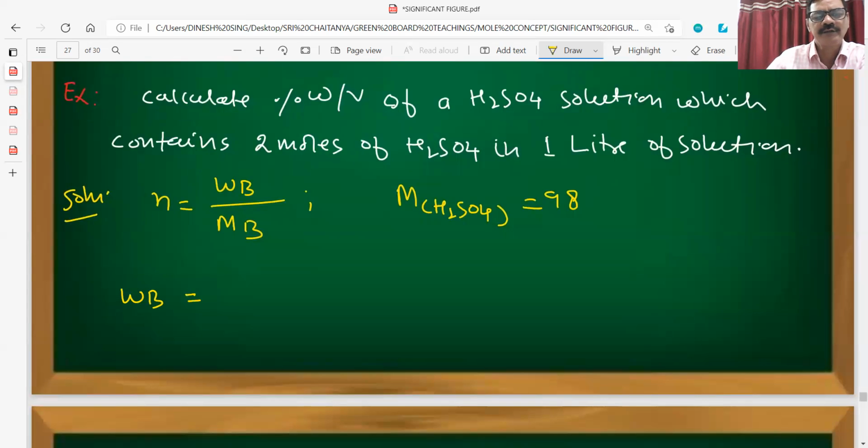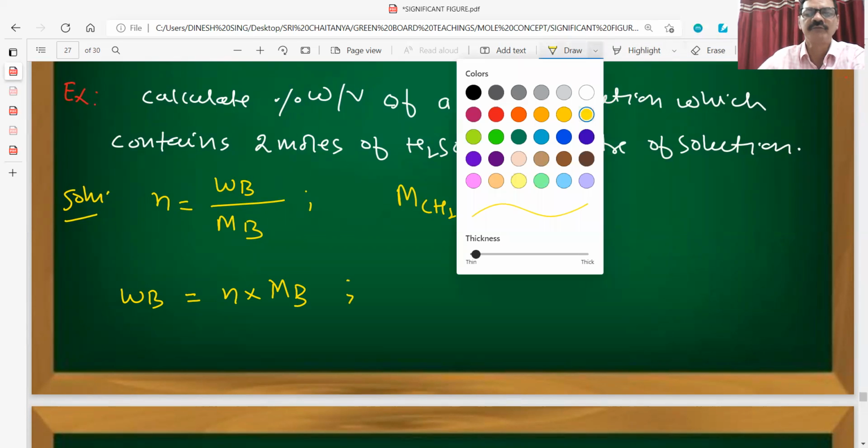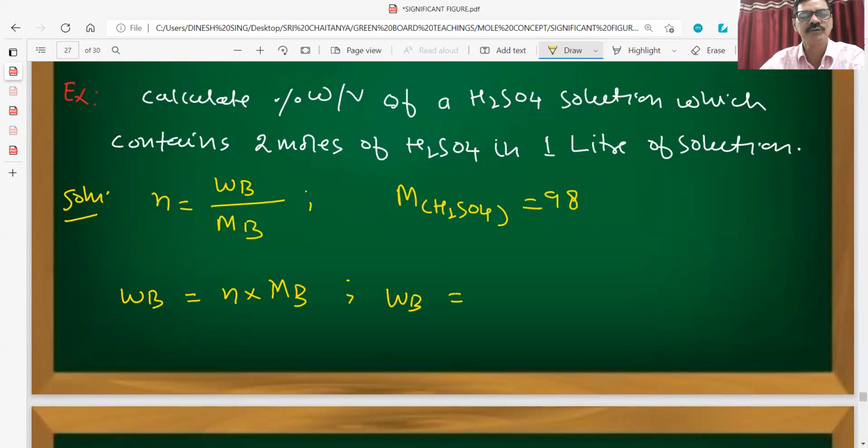So from here, the weight of solute, that is the weight of H2SO4 present in the solution, will be equal to moles into molecular weight. So WB will become equal to 2 moles given, into 98, which is 196 gram of the solute present.